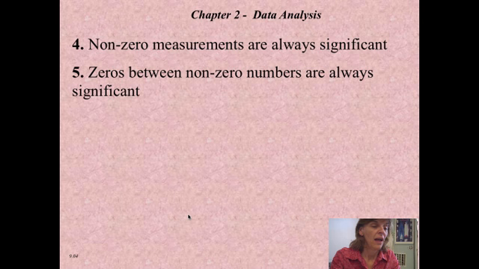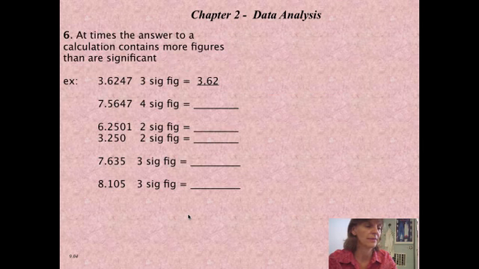Anytime you have a number that's not a zero in a measurement, it's always significant. And zeros between two non-zero digits are also always significant. We'll practice more in class.